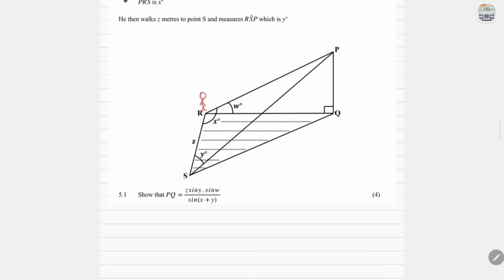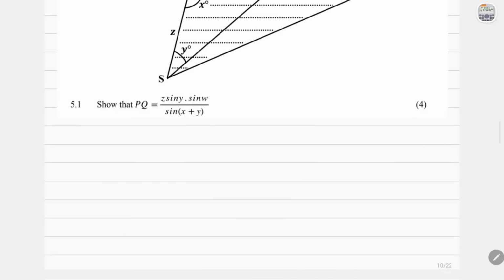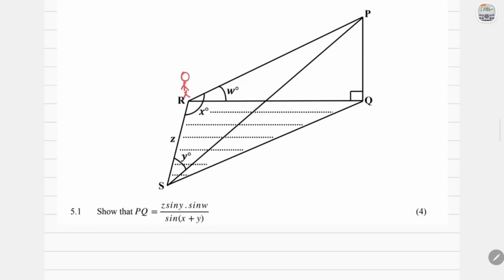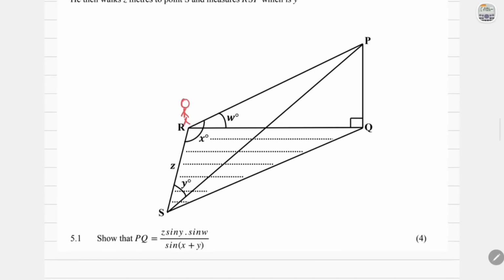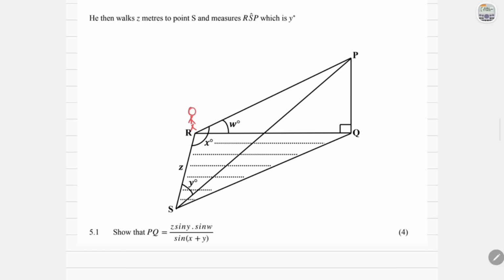Okay, so they're just explaining all the sides and angles we have. The first question says, show that PQ is equal to Z sine Y sine W over sine (X plus Y). So let's try not to stress too much about this part, because there's just a lot of hints here.